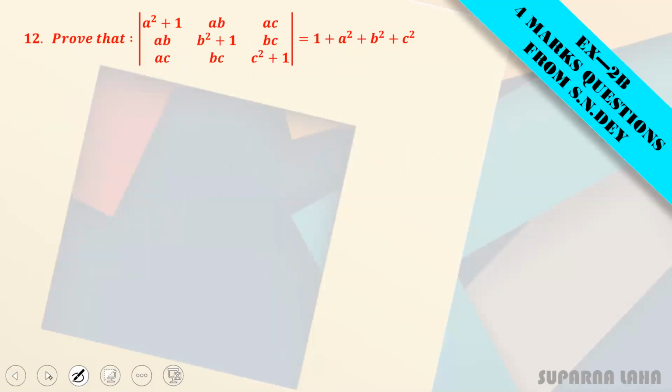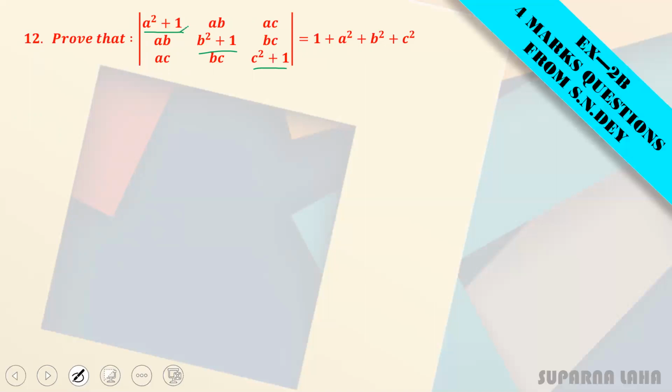Moving to the next problem. Question number 12. The determinant a square plus 1, ab, ac, ab, b square plus 1, bc, and then ac, bc, c square plus 1 is given by 1 plus a square plus b square plus c square. It's only one factor. So let us find how we will get this factor 1 plus a square plus b square plus c square. Now for each row here 1 plus a square, 1 plus b square, 1 plus c square. Just we need to find these two terms.